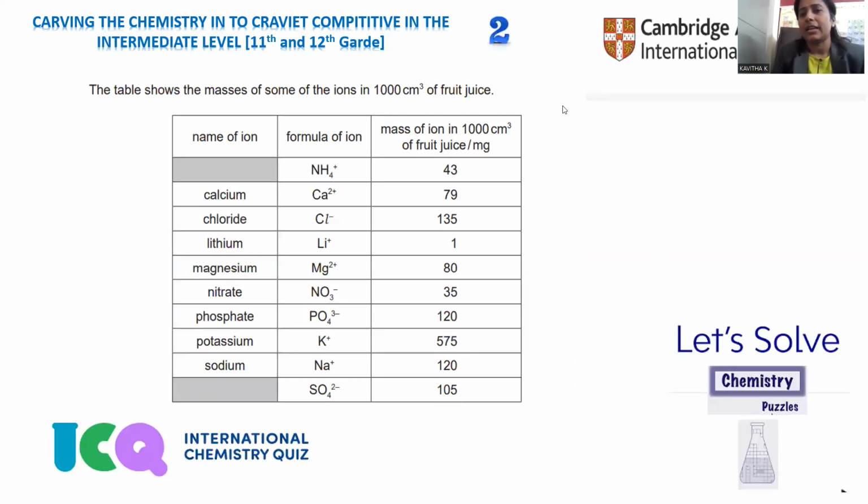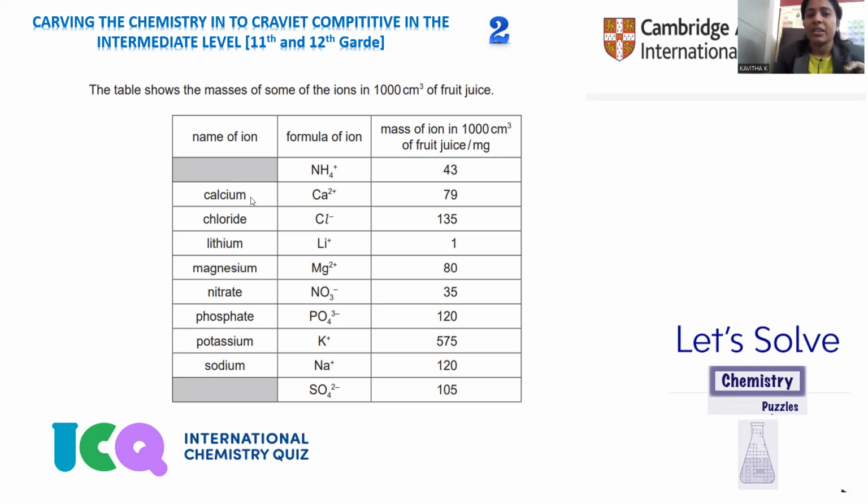This is collected from Cambridge Assessment International Education. There is a table provided, and the table shows the masses of some of the ions in 1000 cubic centimeters of fruit juice. One fruit juice is given to you, and its quantity is 1000 cubic centimeters. In that fruit juice, these many ions are noticed.